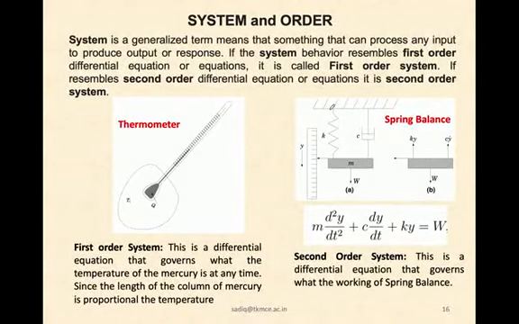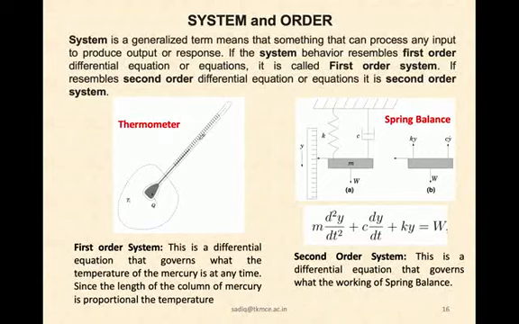Another concept is system and order. System is a generalized term, meaning anything that can process any input to produce an output or response. If the system behavior resembles a first order differential equation, it is called a first order system. If it resembles a second order differential equation, then the system can be called a second order system. I will give an example for a first order system.